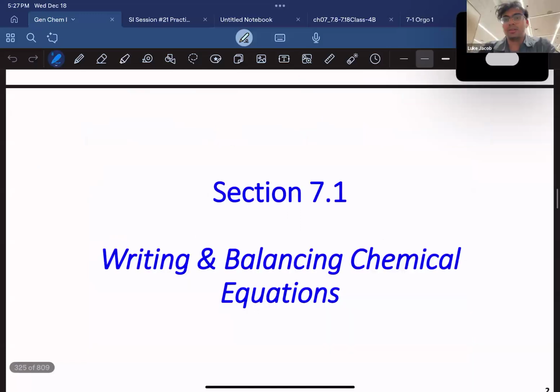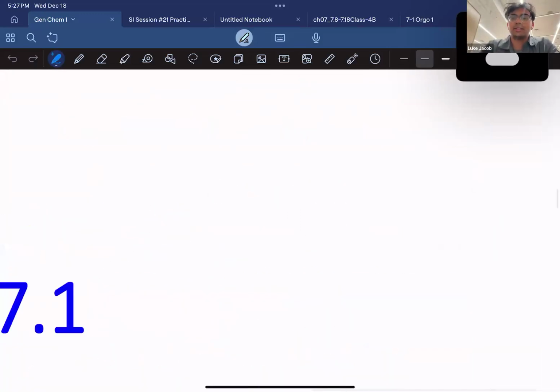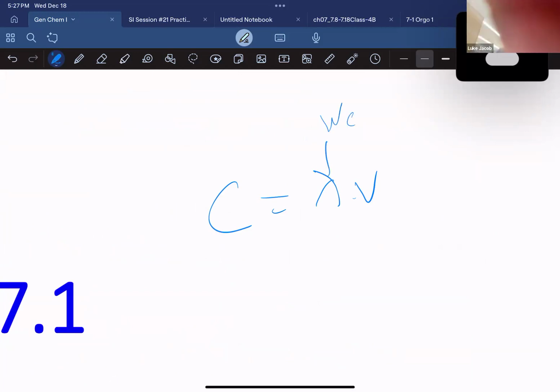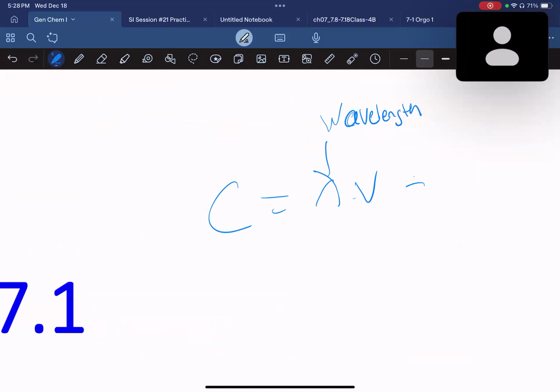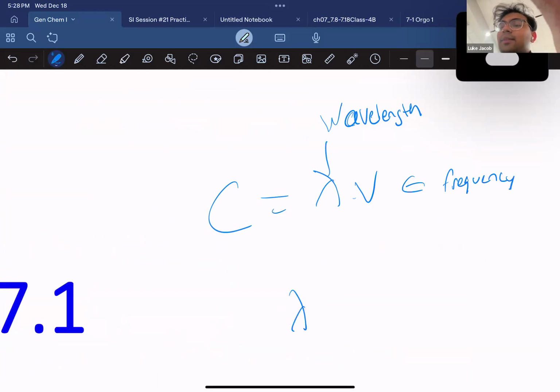So for those with the wavelength stuff, the speed of light is equal to lambda times v, right? Lambda is wavelength, and this is frequency. See here, it's lambda v, so this is an inverse relationship. It's kind of like PV, which is an inverse relationship. Lambda v is also an inverse relationship. So when wavelength increases, frequency decreases.